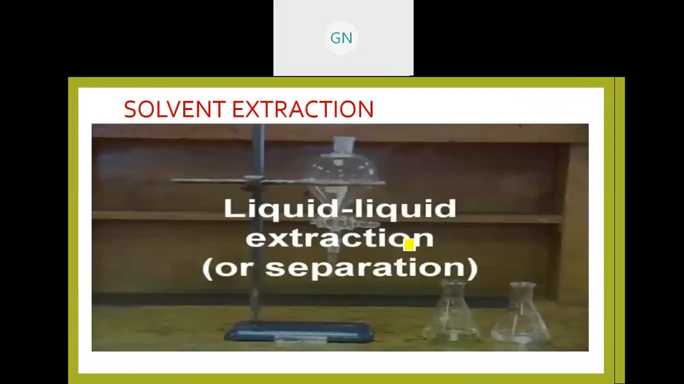This is known as a separating funnel. With the help of this, we take oil and water, mix them, close the lid of the separating funnel and allow it to stand for a few minutes. Then we have to remove the liquids. The denser water can be removed first, then you open this and take the other liquid.